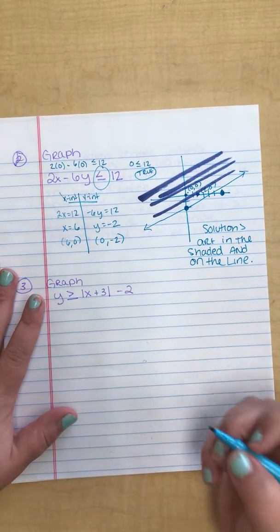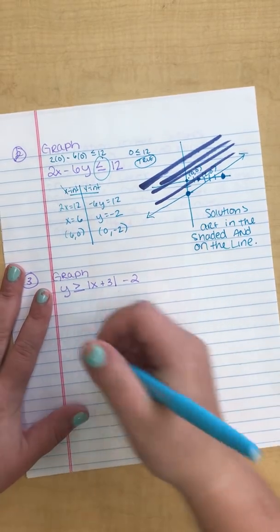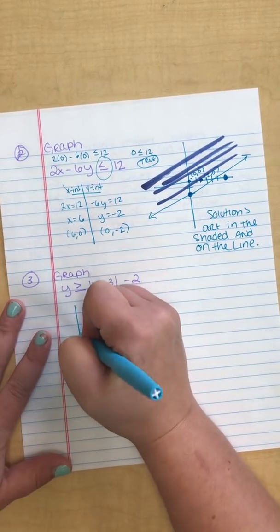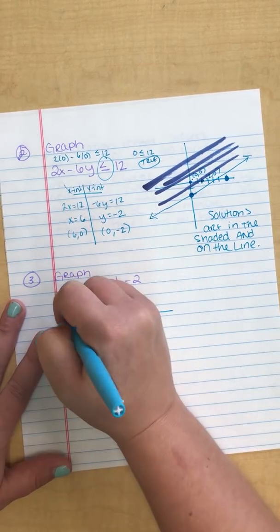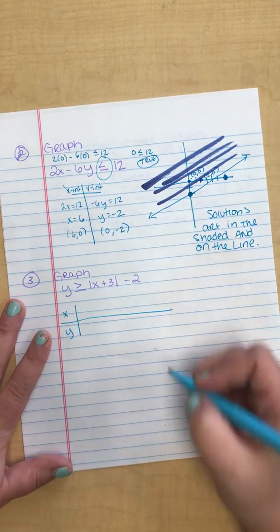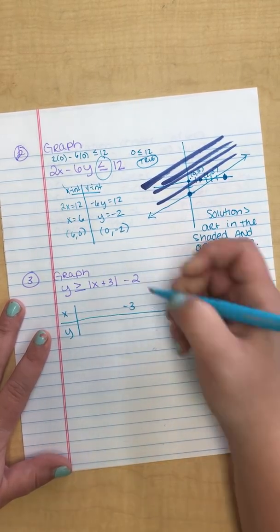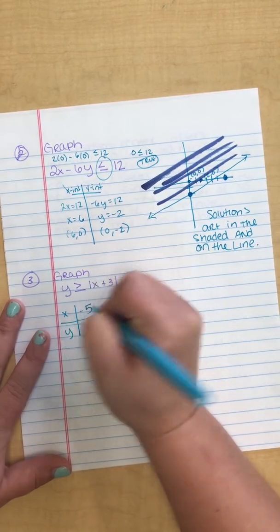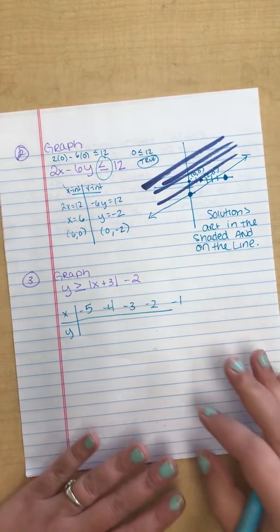Okay, here we're going to graph an absolute value one. This is going to work the same way. So remember what we did when this was an equal sign and we had absolute value. We started with a table of values. Well, what is going to make this 0 on the inside? -3. So that's what I'm going to plug in there. And I'm going to get 4 other values, 2 on either side.